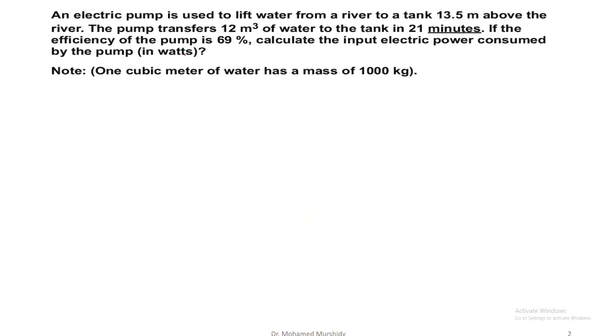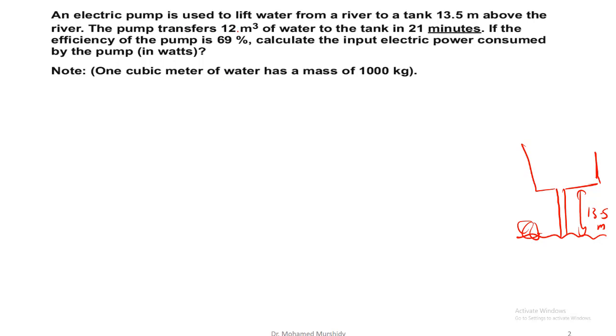This problem is for the power. Let us try to read it carefully. An electric pump is used to lift water from a river to a tank that is 13.5 meters above the river. So we have the river here, and a pump that lifts the water from here into a tank. This tank is almost 13.5 meters above the river level.